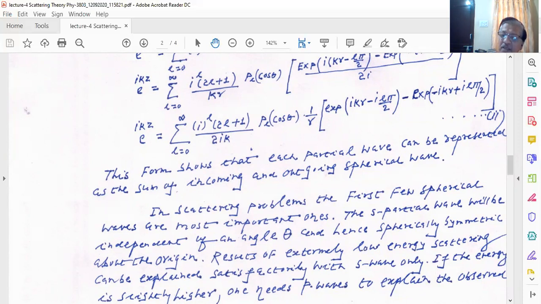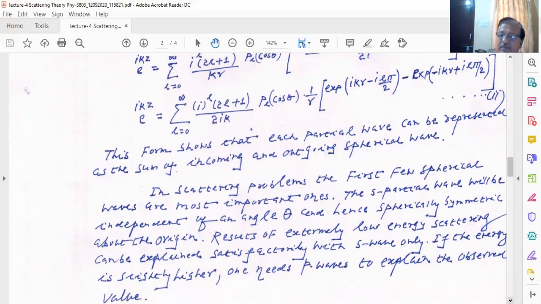And if the energy is sufficiently high, then one needs P waves scattering. You have to study the P waves to understand it. So we have a linear combination of many spherical waves, right? And we want to study each spherical wave. The first spherical wave, corresponding to L equal to 0, is known as the S wave. S waves are basically used to understand low energy scattering.